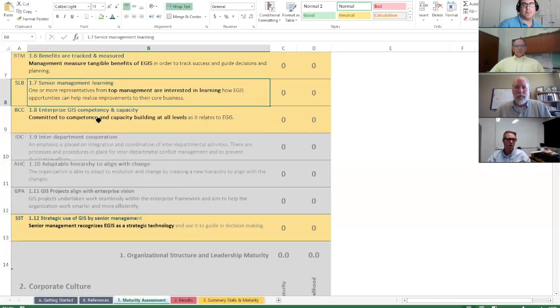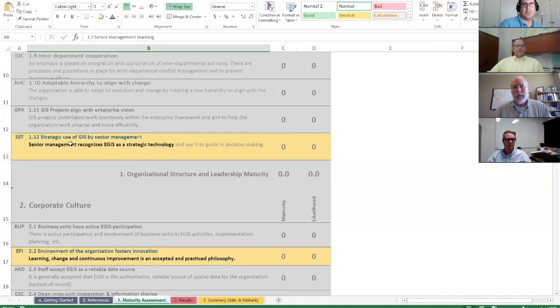Other ones are competency. Is management committed to competency and capacity building at all levels? They're saying everyone in the organization, from the frontline clerks to the field crews, is becoming geo-literate. And another one is, is your senior management actually recognizing enterprise GIS? Is this a strategic technology? Do they use it to make decisions? Or are they just getting people to compile spreadsheets and make graphs like it's still 1990, right?